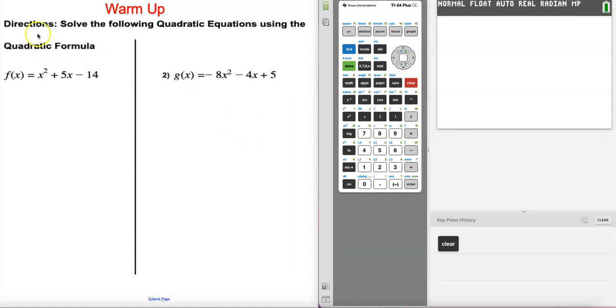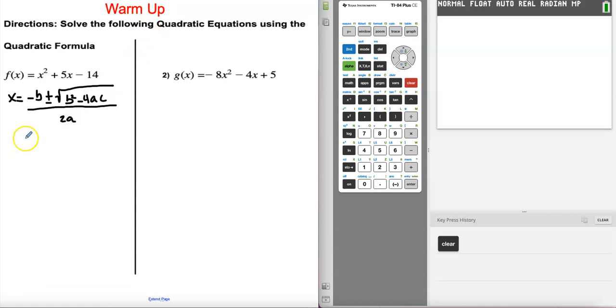In this warm-up, it says solve the following quadratic equations using the quadratic formula. Just a little recap here. The quadratic formula is x is equal to negative b plus or minus the square root of b squared minus 4ac, and all this is divided by 2a. When we use the quadratic formula, we understand that we are basically finding the x-intercept.